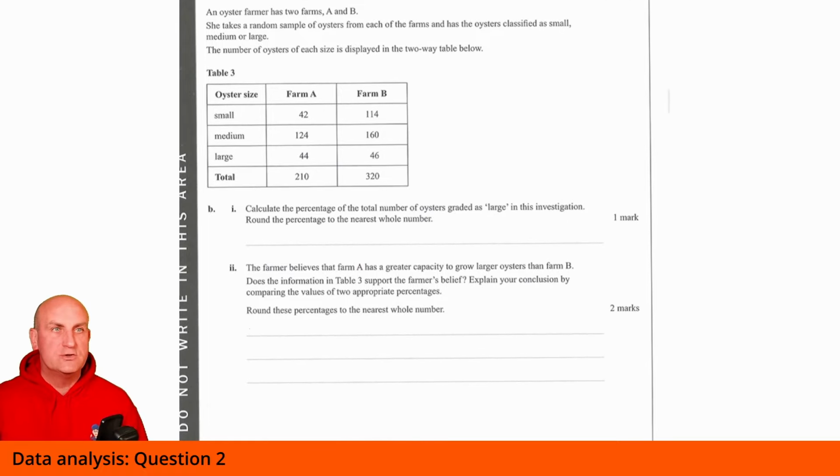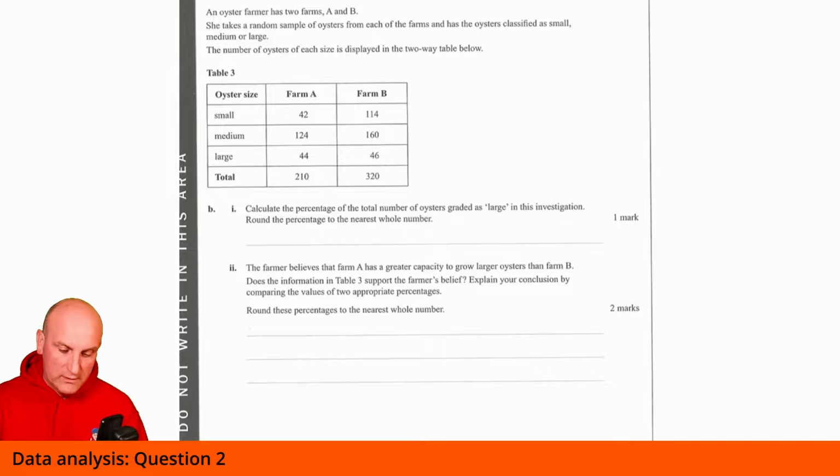An oyster farmer has 2 farms, A and B. She takes a random sample of oysters from each of the farms and has the oysters classified as small, medium, or large. The number of oysters of each size is displayed in the two-way table below. Calculate the percentage of the total number of oysters graded as large in this investigation. I don't think I like the wording of that question.